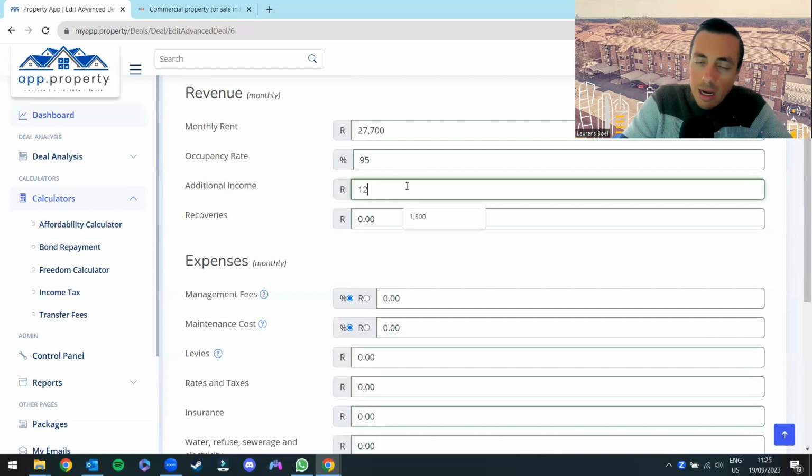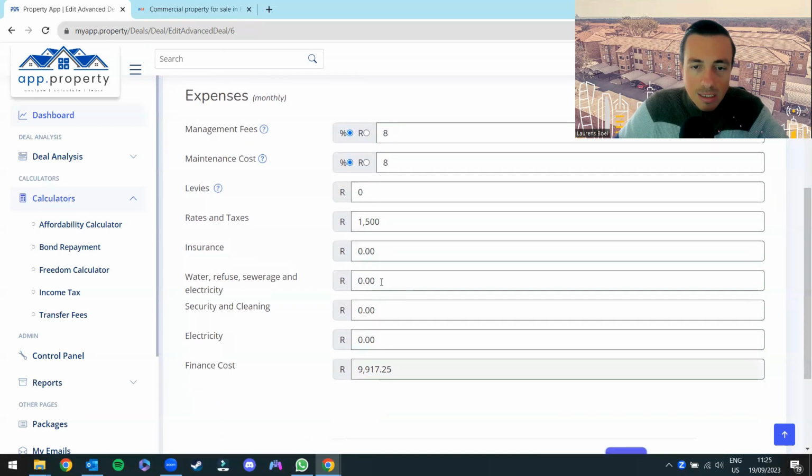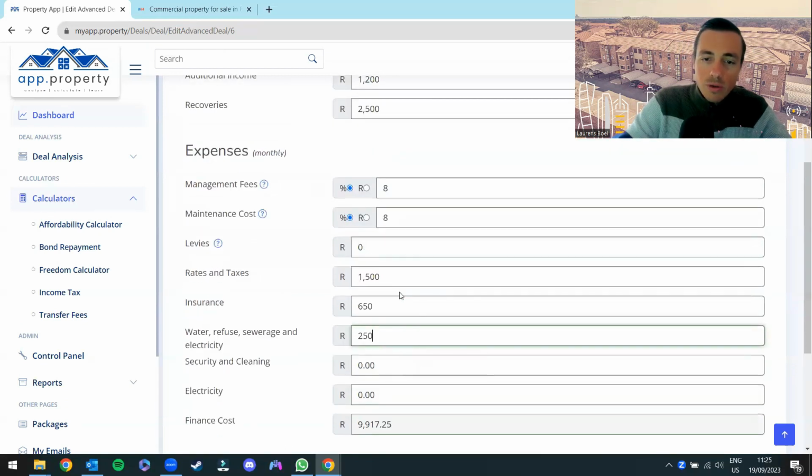So let's say that you can get another 1,200 per month for parking, and your recoveries will be about 2,500. Management fee, my managing agent charges 8%. Maintenance, I'll make 8%. Levies are 0. Blocks of flats don't have levies. 1,500 for rates and taxes. Insurance will be 650. Water, electricity, refuse will be 2,500.